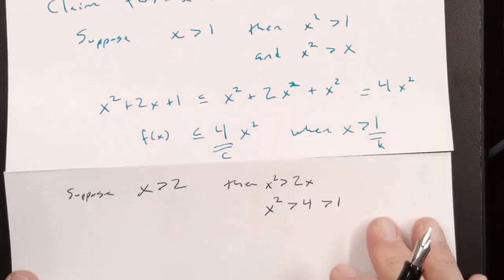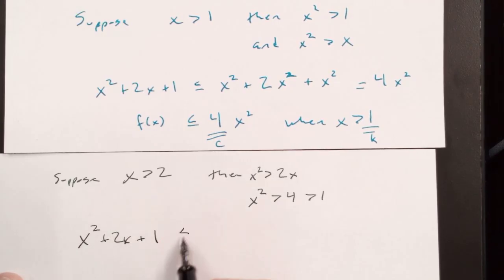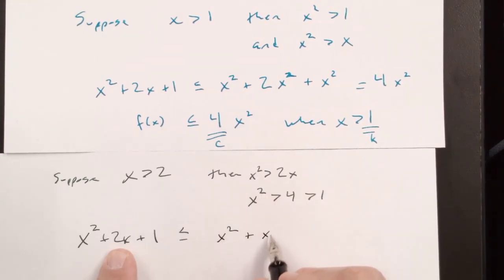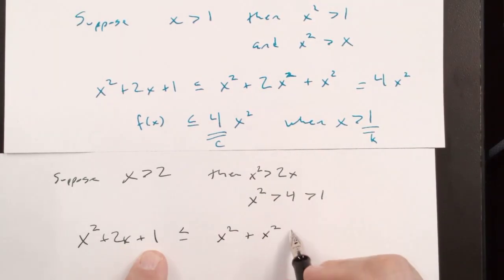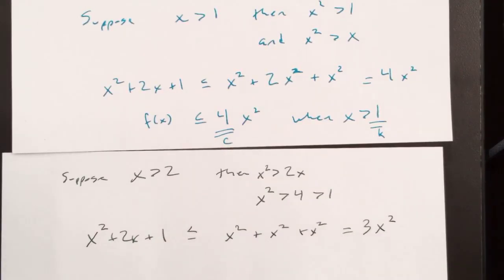So now I could say, let's take f of x and replace each thing by something I know is bigger. I'll replace the 2x by x squared. And I'll replace the 1 by an x squared. So now I have two different witnesses. C is 3, K is 2. As soon as you find one set of witnesses, you can find others.